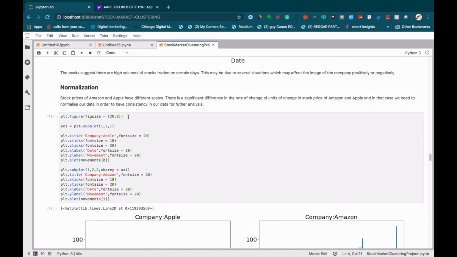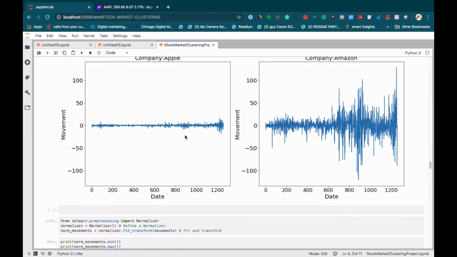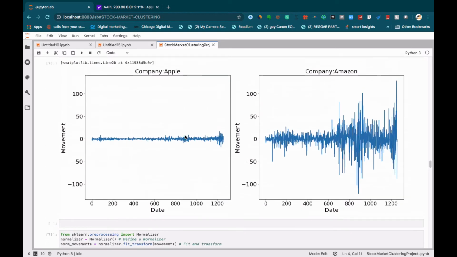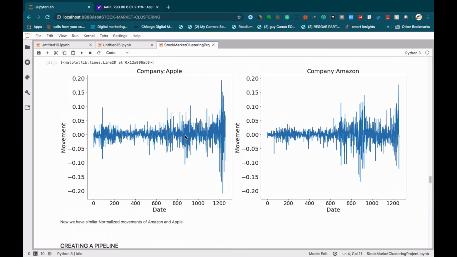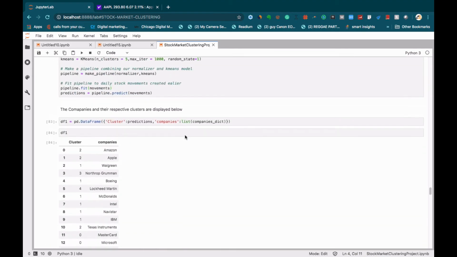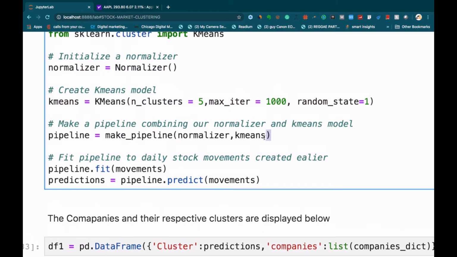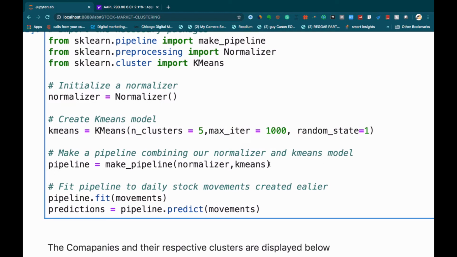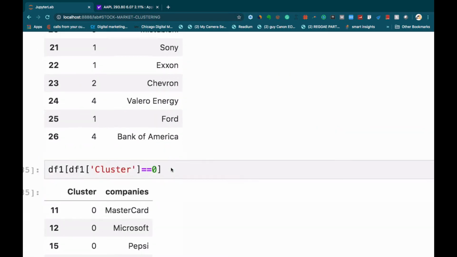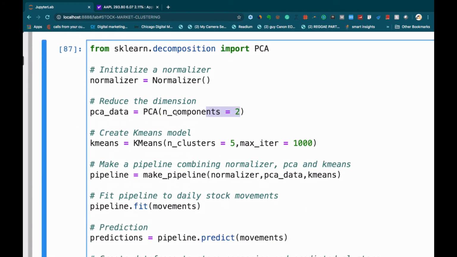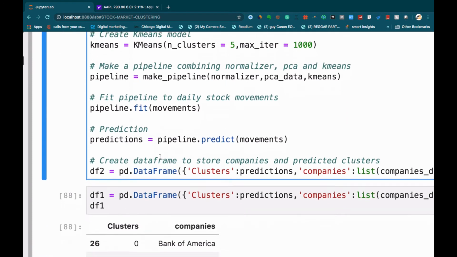We also normalize our data since the stock prices of Amazon and Apple have different scales. We will visualize it first to see the inconsistencies that exist among the various stock prices of Amazon and Apple, then normalize it and visualize it again. We also see the various clusters that we've been able to create using make_pipeline, which combines the K-means algorithm and the normalizer. After that, we also reduce the dimension from 1260 all the way to two-dimensional space so that we'll be able to visualize it.